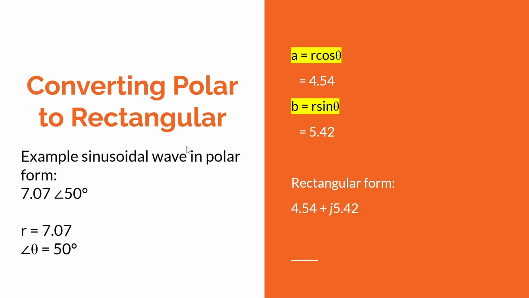Converting polar to rectangular. Here we have the same example as earlier, however this time in its polar form, where magnitude is 7.07 and the angle is 50 degrees. Because the a and b components are just the horizontal and vertical components of the polar form, we simply use r cos theta to find the horizontal, which gives 4.54, and r sin theta to give the vertical, being 5.42. Hence, the rectangular form is 4.54, the horizontal, plus j 5.42, the vertical. Don't forget to add the j here to indicate that this is imaginary.